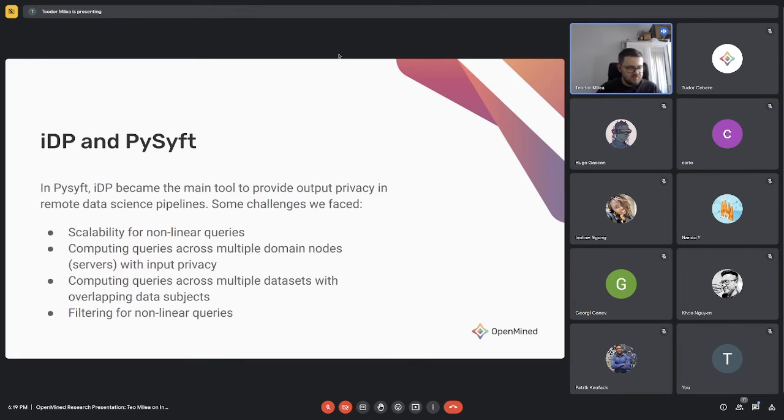However, we did face some challenges, and there are still problems that we haven't fully fixed and we are actively working on. The first one is scalability for nonlinear queries. If you have noticed, over the presentation we only discussed linear queries, where computation is pretty easy, but for nonlinear queries, you still have to take the sensitivity of a function into account.